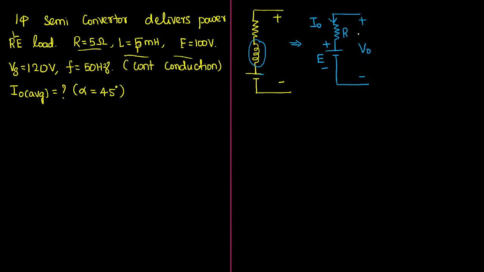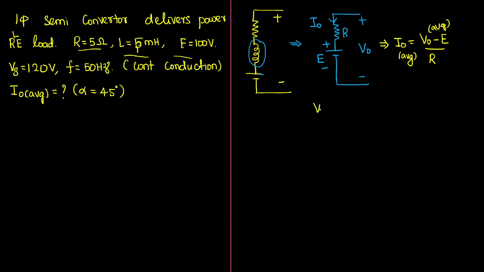Keep your attention here. Okay, how will you write the expression from this? We can write output current I naught equal to, as usual, V naught minus battery voltage E upon resistor R. I naught average is required. So to find the value of I naught average, V naught will become V naught average. Battery voltage is given. Now substitute all the values.